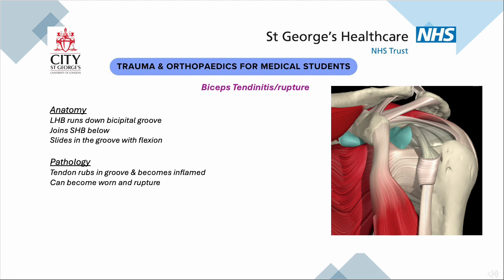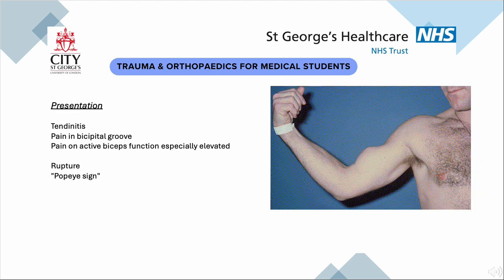So the tendon can get snagged and rub in the groove and can become inflamed, and ultimately it can get worn and can rupture, and these are the two pathologies that we see. If the patient has tendinitis, they will describe pain in that groove, particularly as they lift the arm and flex the elbow at the same time. If it goes on to a rupture, they'll describe quite often preceding pain. The pain then goes away very acutely, and they get this funny lump halfway down the biceps, which is known as a Popeye sign.